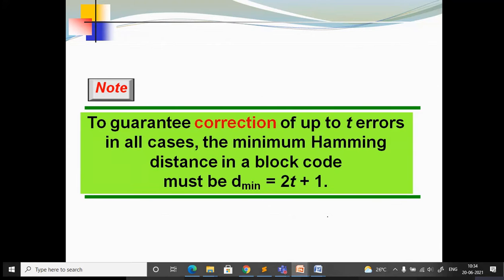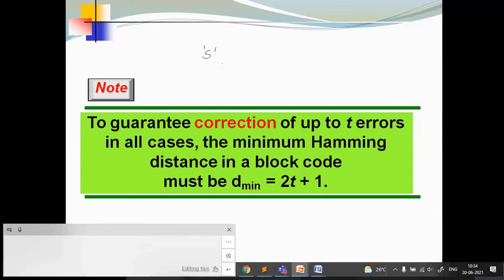Okay, so now with respect to correction, we are not going to discuss it as of now, but still you can remember this point. To guarantee correction up to t errors, as I told you, we cannot correct all the errors. Depending on the method, we have a limitation. Either it may correct only 1 bit error, or it may correct only 2 bit errors, like that. For that reason, to guarantee correction of t errors, in that case what should be the minimum Hamming distance?